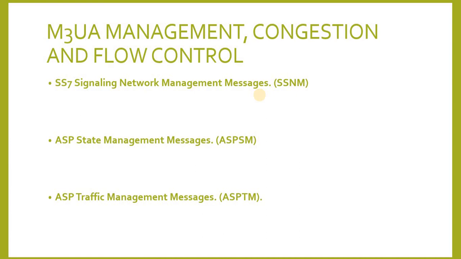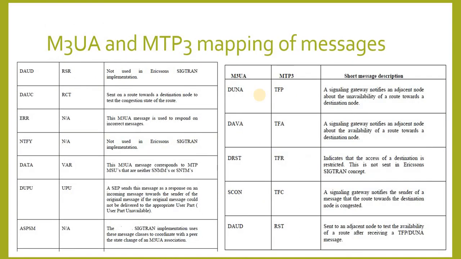M3UA and MTP3 mapping of messages. It is important to remember that there is support for the three implementations of SS7 transport functions: narrowband SS7, broadband SS7 and SS7 over IP. We must remember that the signaling gateway is an important part of the core network infrastructure. It must have the ability to convert SS7 messages into any of the three formats. M3UA, MTP3 short message description.